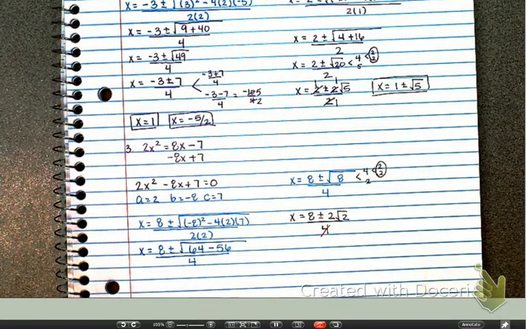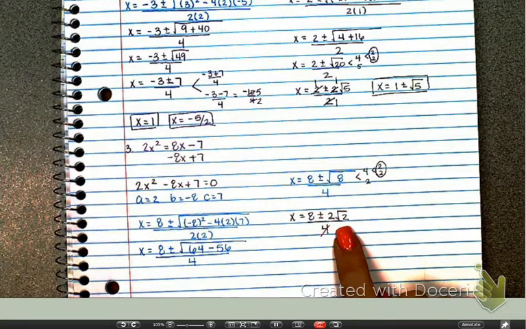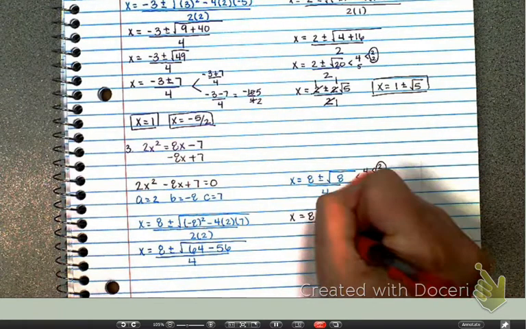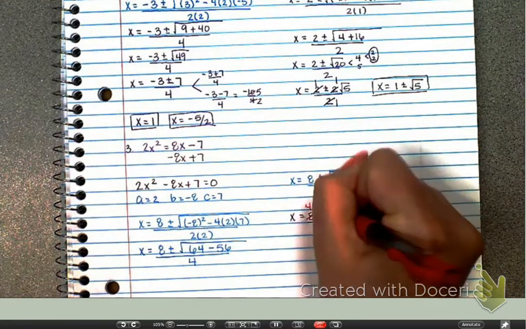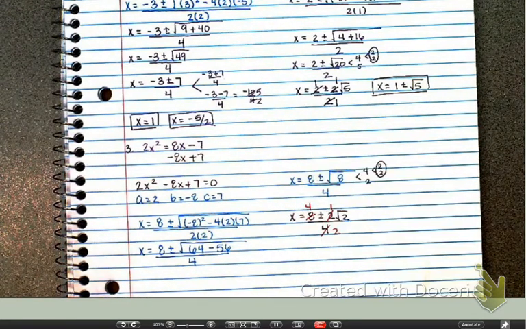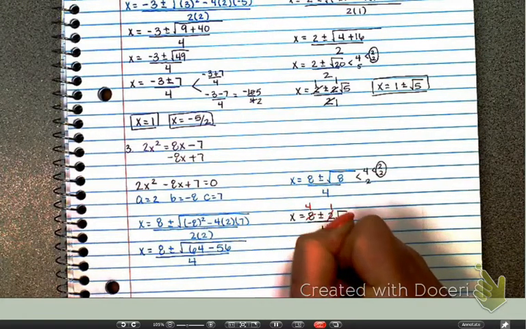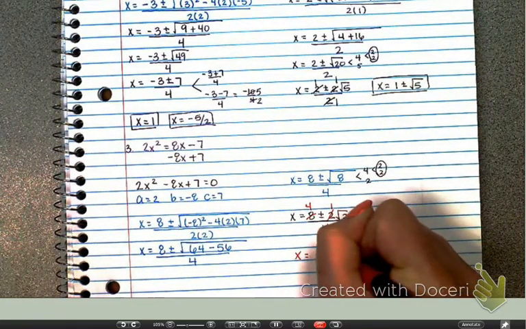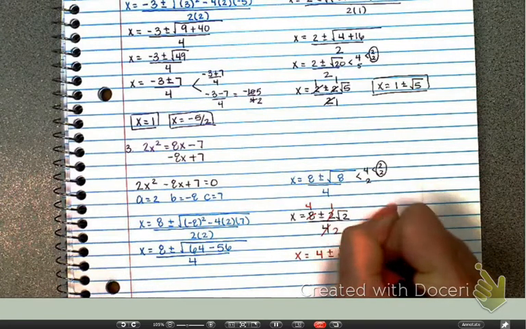So, did you get this far? You will get 99.9% of the points. So now, we're going to divide by 2 because it goes into all of those numbers. So the final answer is 4 plus or minus the square root of 2 over 2.